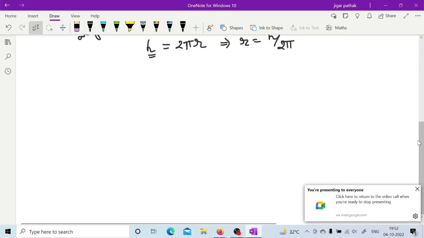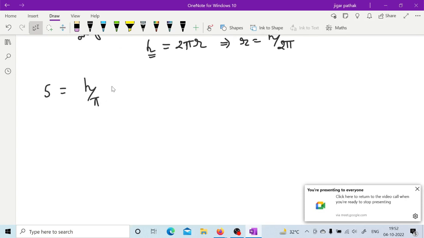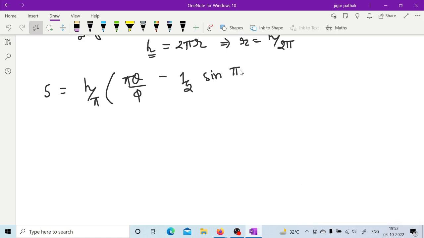In case of this cycloidal motion, mathematically this displacement is given by h upon pi, into pi theta by phi minus 1 by 2 sine 2 pi theta by phi. So again, once you have this, you can calculate the velocity and acceleration, right?